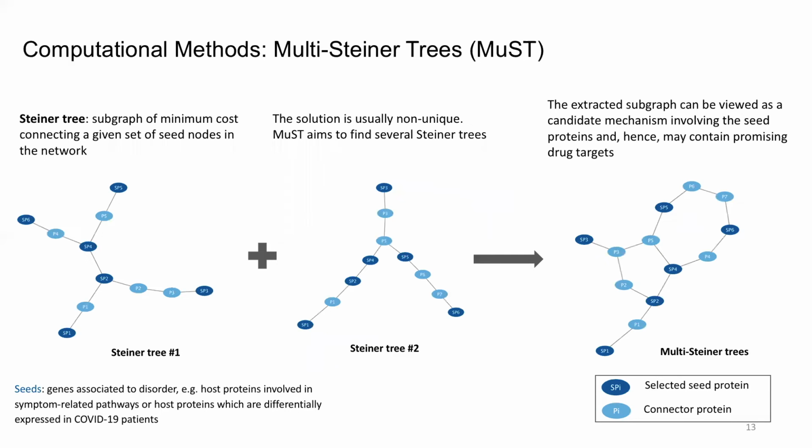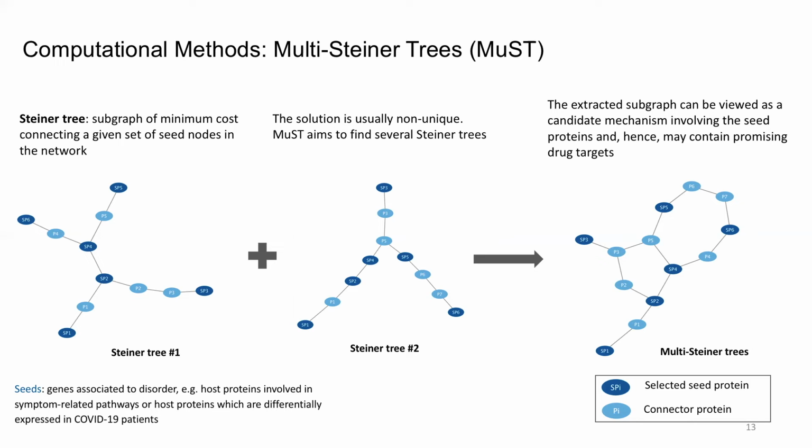One of the NeDRex algorithms specifically tailored to the network medicine context is Multi-Steiner trees. The Steiner tree problem is a combinatorial optimization problem. It aims at finding the subgraph of minimum cost connecting a given set of seed nodes. For NeDRex, we established a multi-Steiner trees method that aggregates several approximations of Steiner trees into a single subnetwork. By selecting genes associated with a disease under study as seeds, MuST extracts a connected subnetwork which potentially incorporates the genes involved in the disease pathways and mechanism.